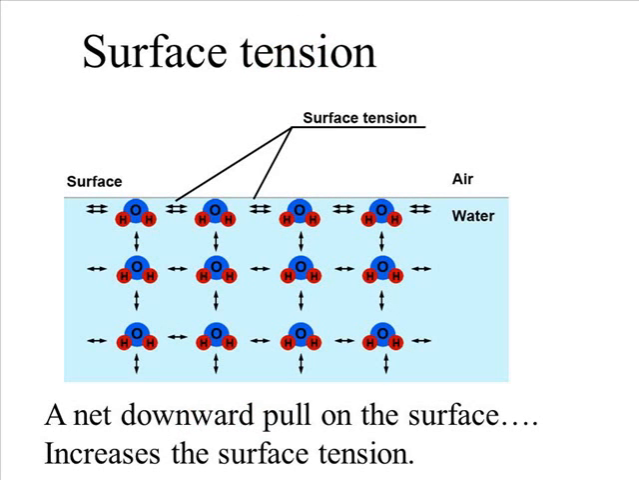Surface tension is caused by these hydrogen bonds in water, creating a net downward pull. As they're attracted to each other in all directions except up, they create a net inward and downward pull, creating this surface tension on the surface of the water.